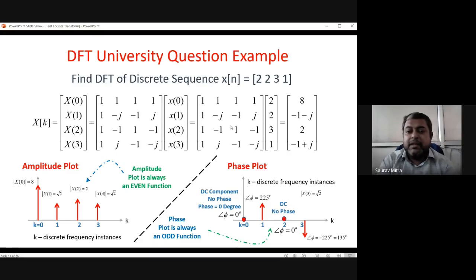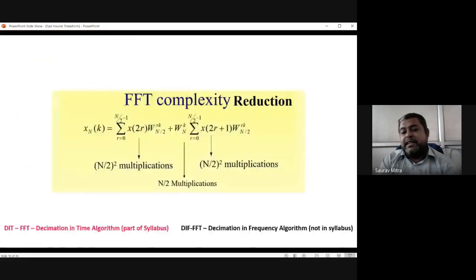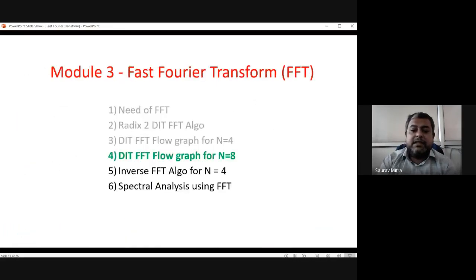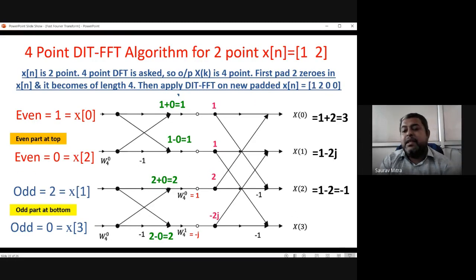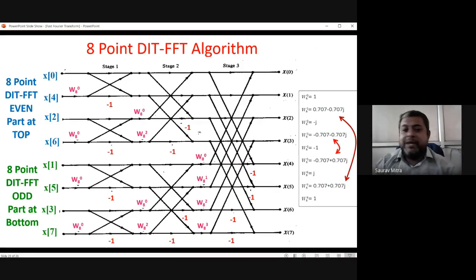So the only thing is, this matrix will remain the same. This is the 4 by 4 DFT matrix. Instead of the signal, you have to write 1 2 0 0. That's all. So you can validate all the FFTs or all the DFTs by means of this 4-point matrix, whatever is given. For 8-point also such matrices are available, but generally we don't do 8-point by the matrix method. In that case, a huge amount of calculation will be involved. So this is actually the highest level of difficulty for your syllabus as far as FFT is concerned.